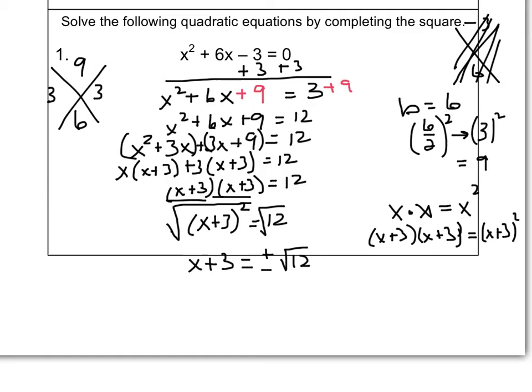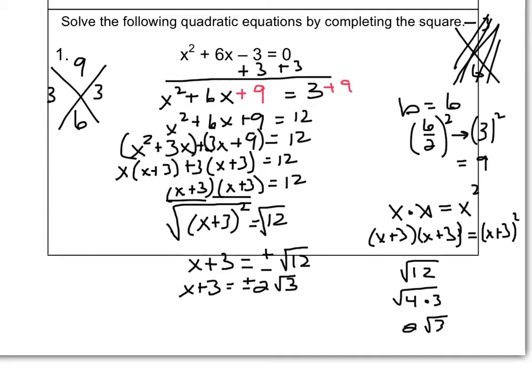Okay? Now, before I go any further, I need to check and see, can I break down this square root? Is there a perfect square that goes into 12? Well, absolutely there is. There is 4 and 3. Square root of 4 is 2. Square root of 3. So I'm going to change the square root of 12 to x plus 3 equals positive and negative 2 square root 3.